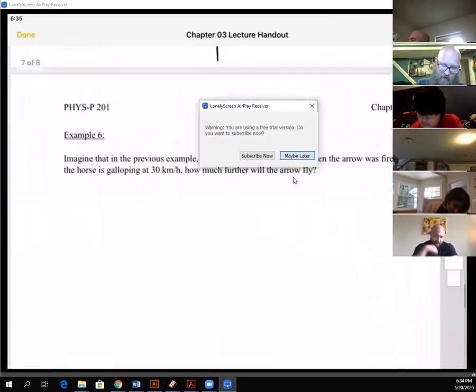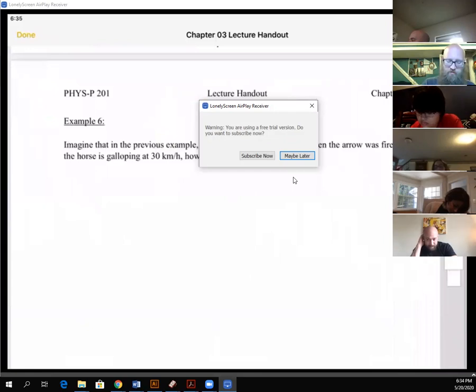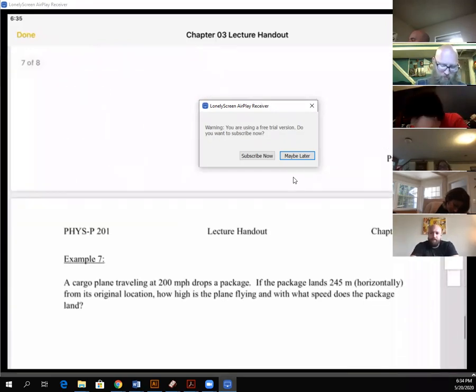All you really do is you add the horse's speed to the arrow's X direction velocity.